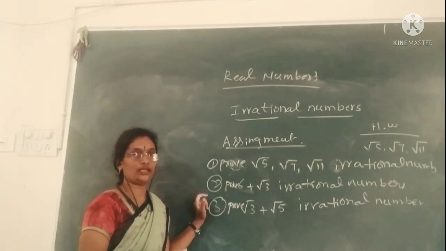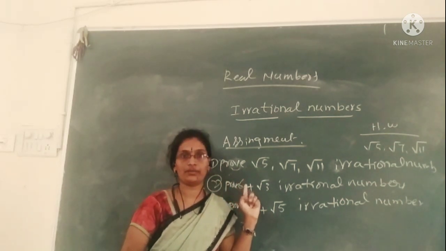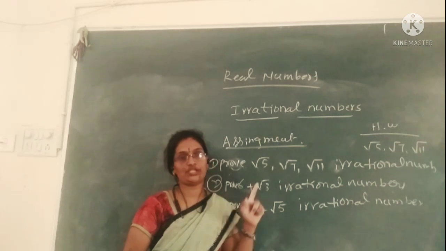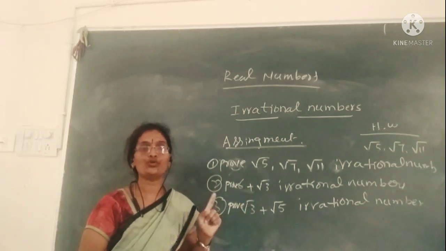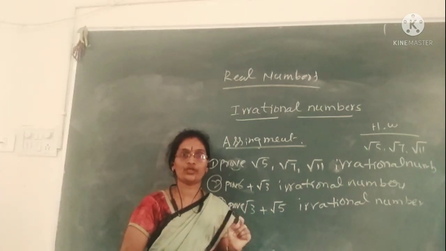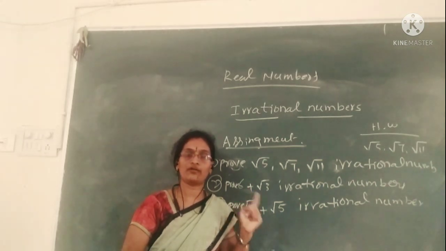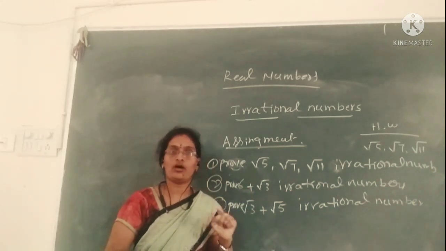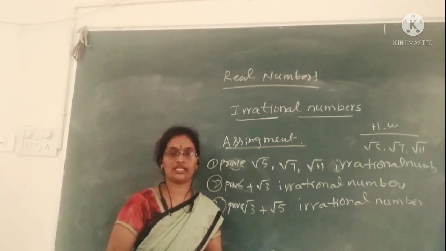First, I will recall some points. First of all, rational numbers and decimal expansion: terminating decimal and non-terminating decimal. How to identify a terminating decimal? In a rational number p by q, if q is of the form 2 to the power of x, 5 to the power of y, that means a power of 2, a power of 5, or both 5 and 2, then this is a terminating decimal.